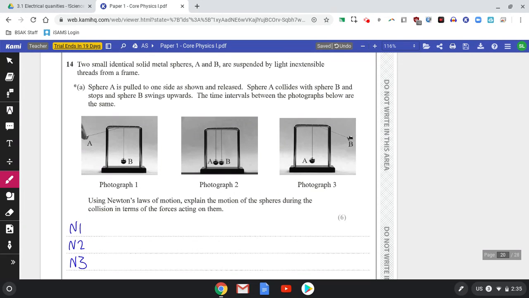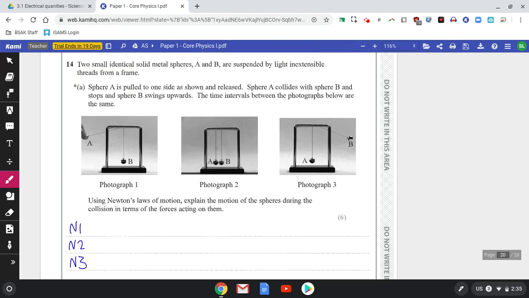Right, so what's N1? N1 is when the forces are balanced. That means acceleration is zero. N2 is what happens when the forces are not balanced. We get acceleration. And N3 is reaction and action happening, which are equal and opposite. But don't forget they happen on different objects.